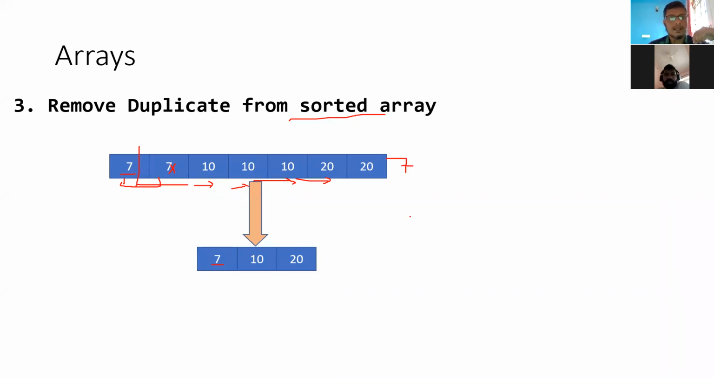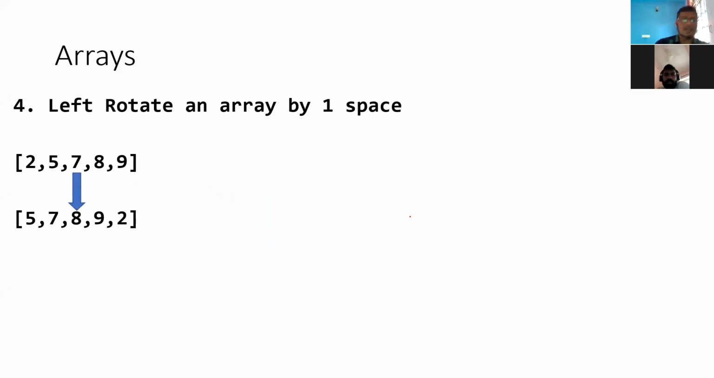Okay. Next is left rotate an array by one space. For example, let's say we are given an array like this: 2, 5, 7, 8, 9. What you need to do is rotate this array. Left rotate means it is anti-clockwise. When you rotate, this 5 will come here, 7 will come at 5's place, 8 will come at 7's place, 9 will come at 8's place, and this 2 will go and sit at the last place. So the output will be something like this.